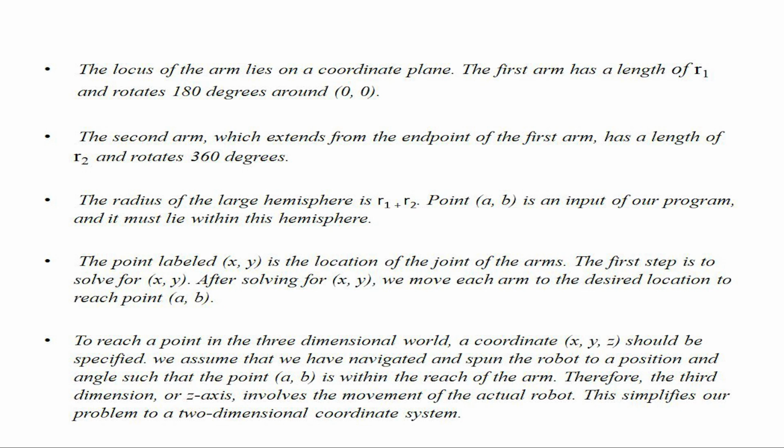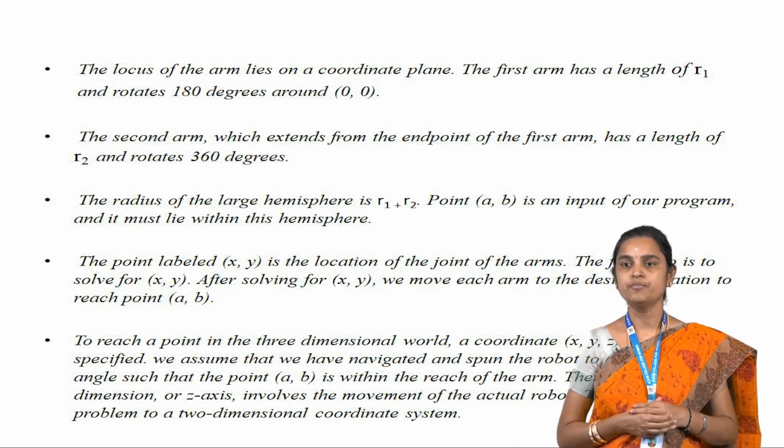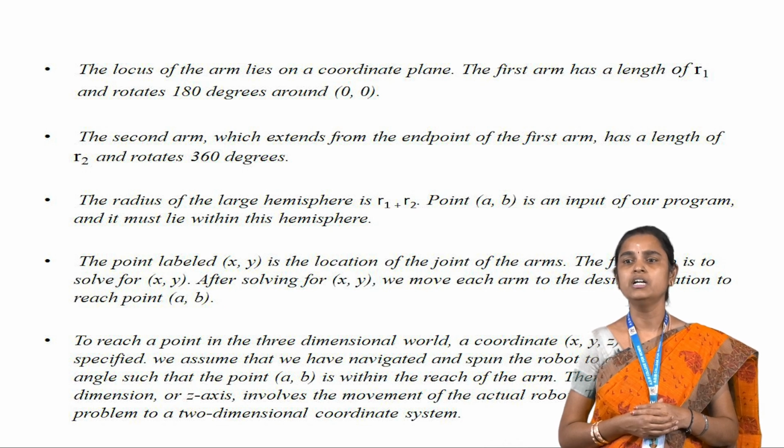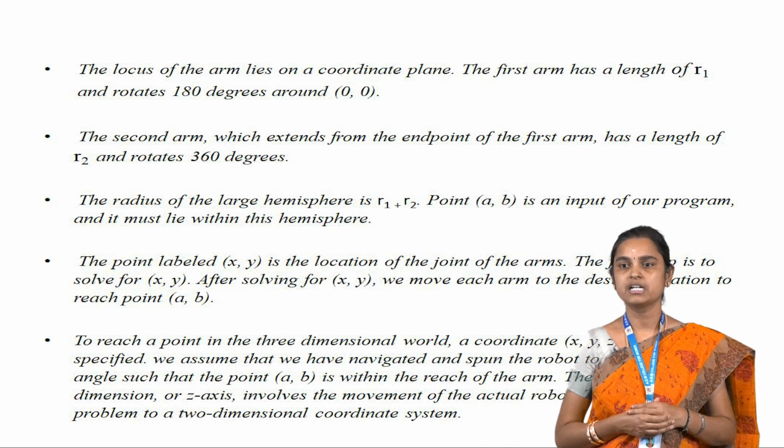To reach a point in the three-dimensional world, a coordinate X, Y, Z should be specified. We assume that we have navigated and spun the robot to a position and angle such that point A, B is within the reach of the arm. Therefore, the third dimension or Z axis involves the movement of the actual robot. This simplifies our problem to a two-dimensional coordinate system.